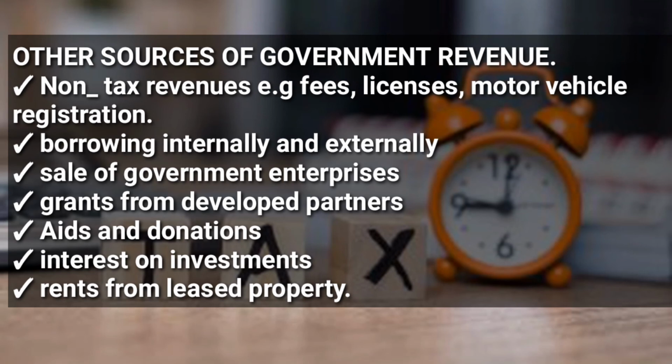Then the government can also get revenue from sale of government enterprises. Then it can get revenue from development partners in the form of grants. It can get revenue from aid and donations from other countries. It can also get revenue from interest on investments, and lastly, it can get revenue from rents from its properties.